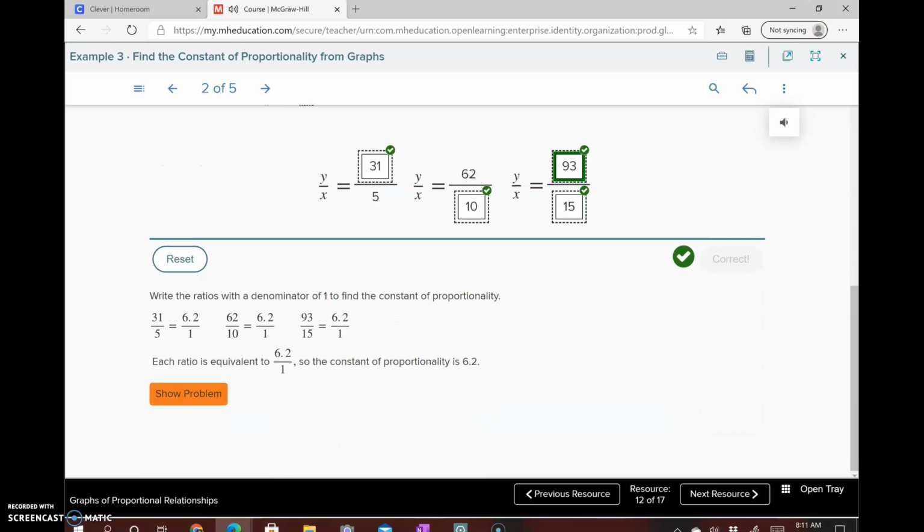Now write the ratios with the denominator of 1 and find the constant of proportionality. So they did the math for us. 31 divided by 5 is 6.2 over 1. 62 divided by 10, well, they had to divide by 5 and then again by 5, is 6.2 over 1. 93 over 15 is 6.2 over 1. So each ratio is equivalent to 6.2 over 1. So the constant of proportionality is 6.2. It's that number I would multiply by for how long I run to get how far.